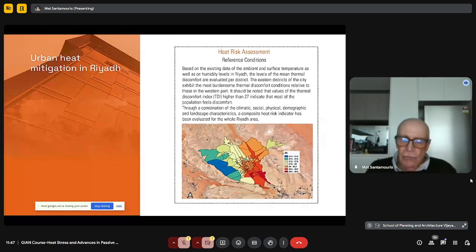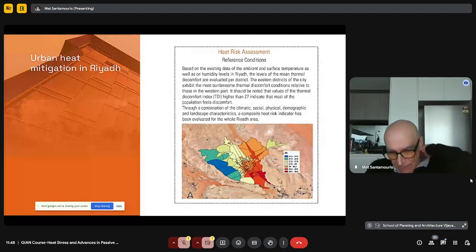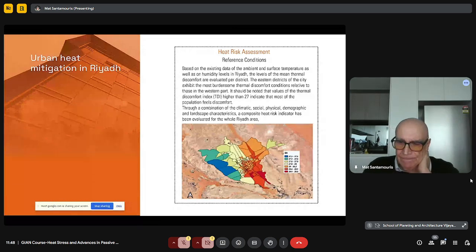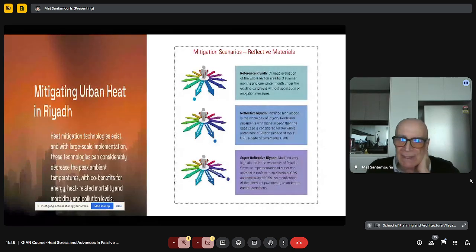The heat risk assessment should be combined with the climatological assessment that I just presented to you. Why does it have to be combined? Because the ultimate goal is not just to decrease the temperature. The ultimate goal is also to protect the population and especially the vulnerable population. So we cannot design horizontal measures for everyone, for every place we need it. And this brings us to the design of the mitigation technologies.